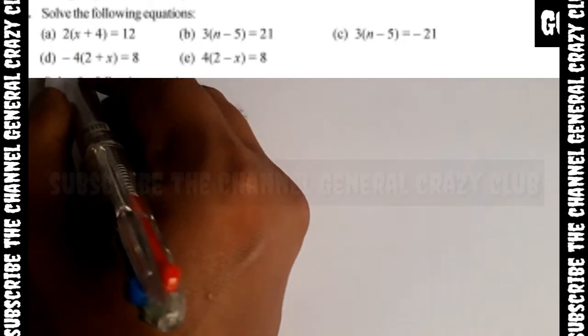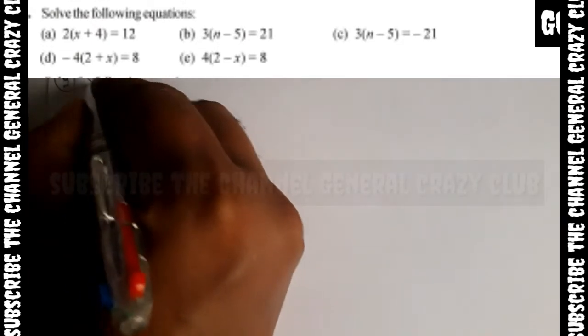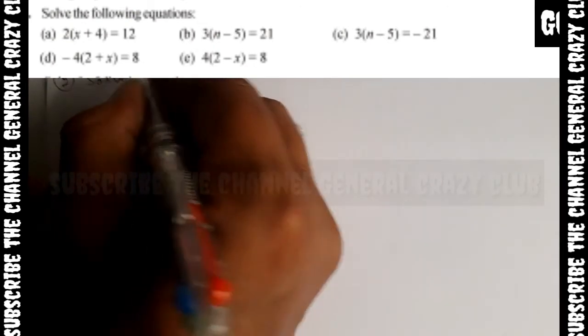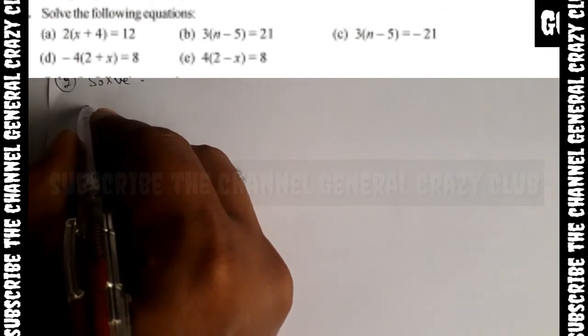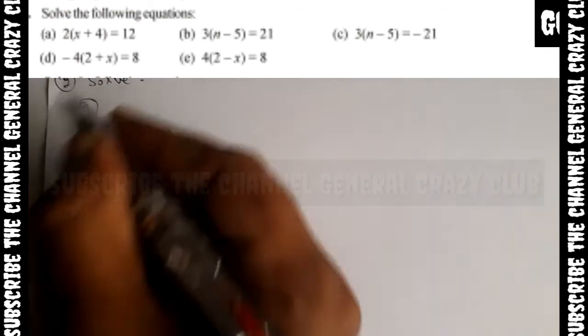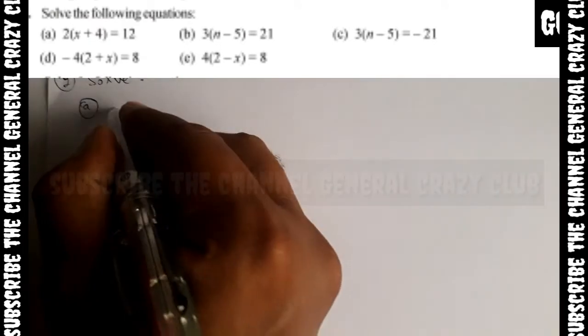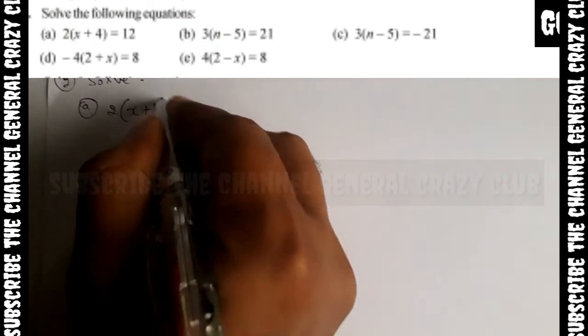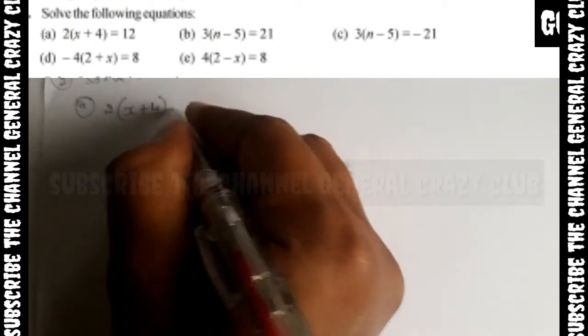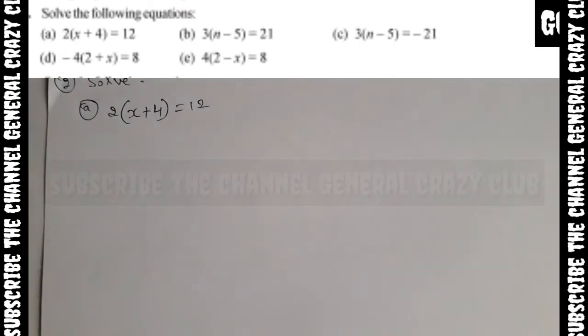The same exercise. Second one, solve. In the solve, A: 2 bracket x plus 4 equal to 12. Here also I am solving this problem. Solve this problem in two methods.